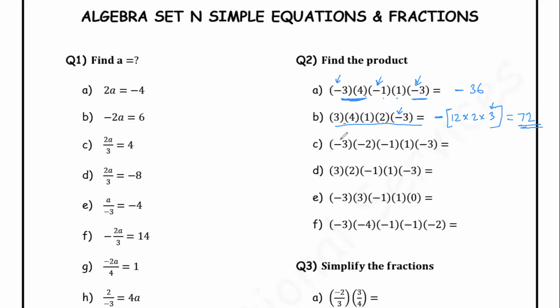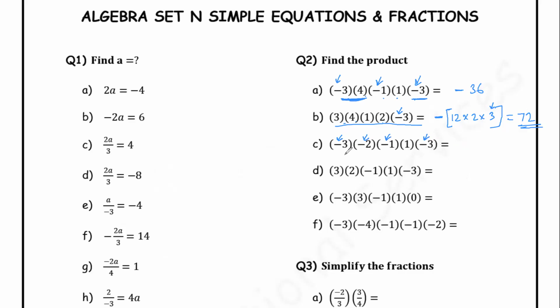Now, count the number of negatives. 1, 2, 3, 4. So my outcome is positive. I don't have to write down positive. It's understood it's positive. So no need to write positive.